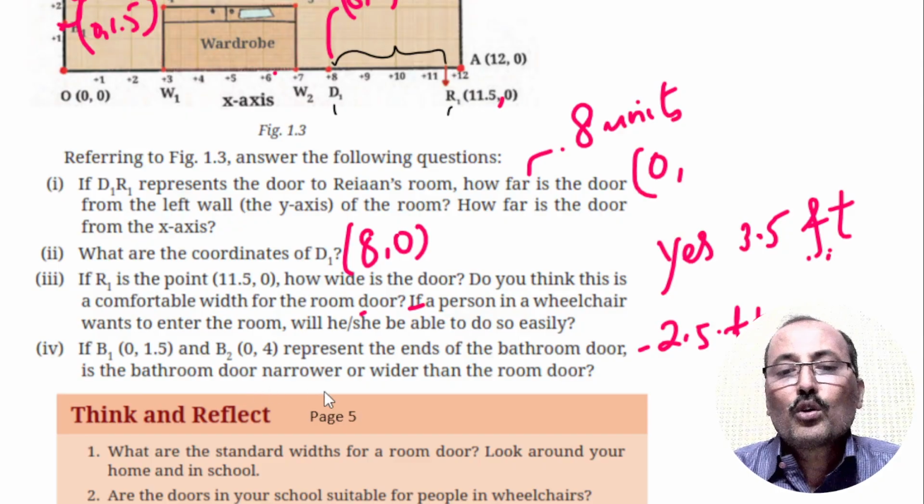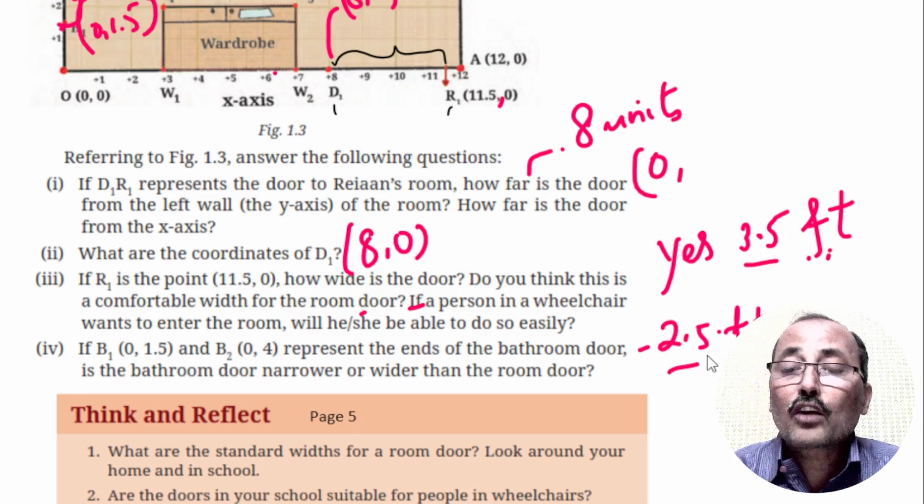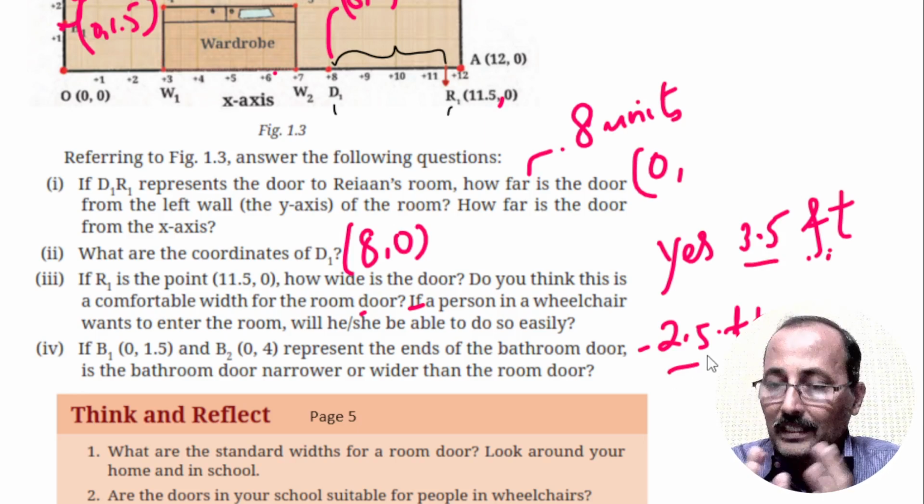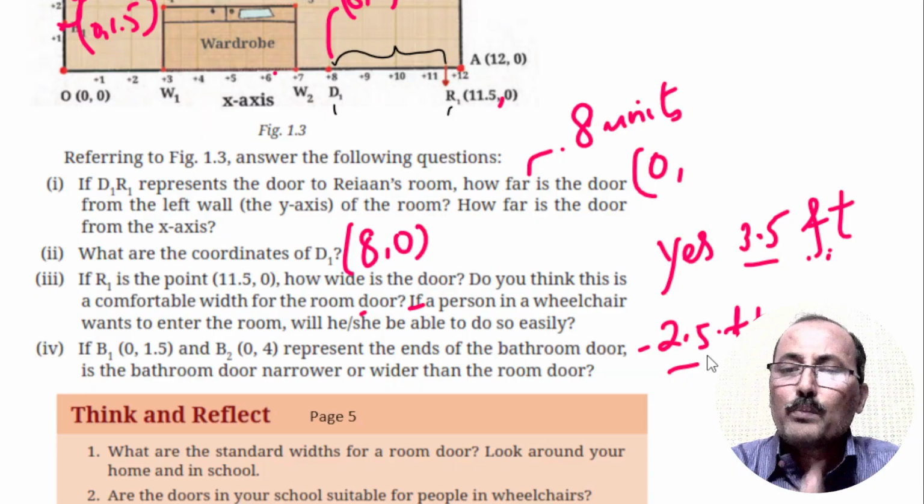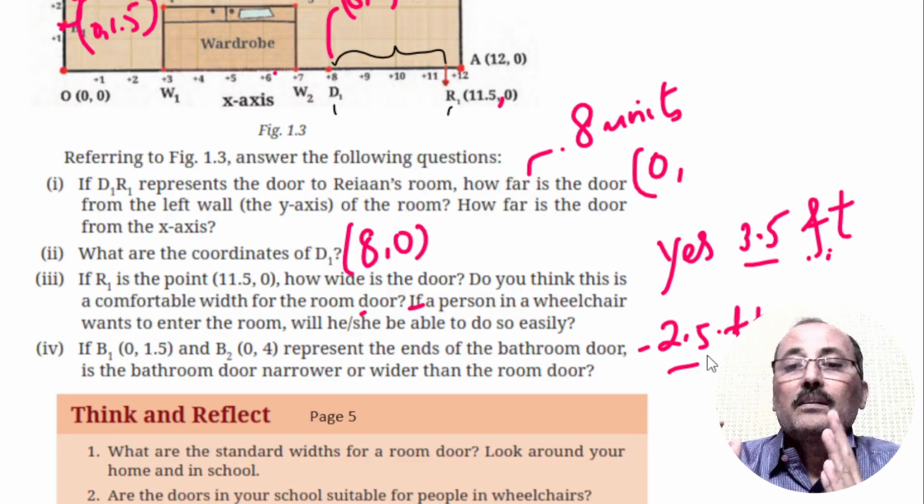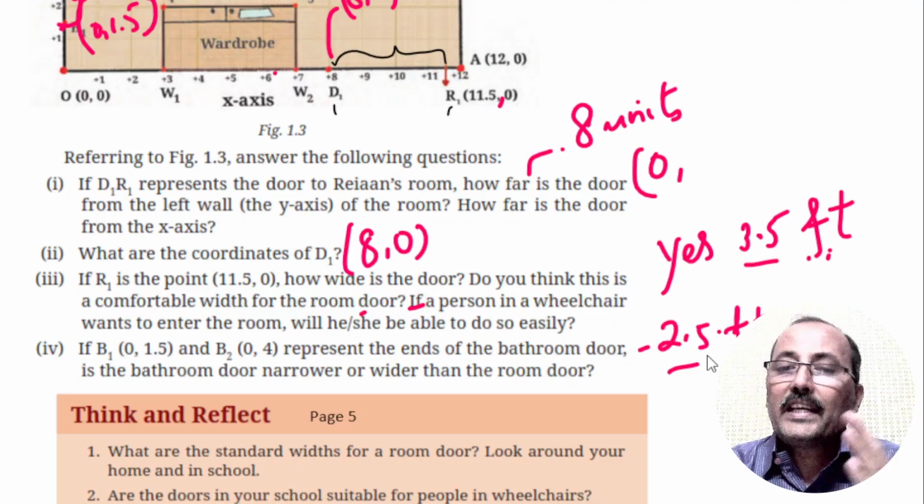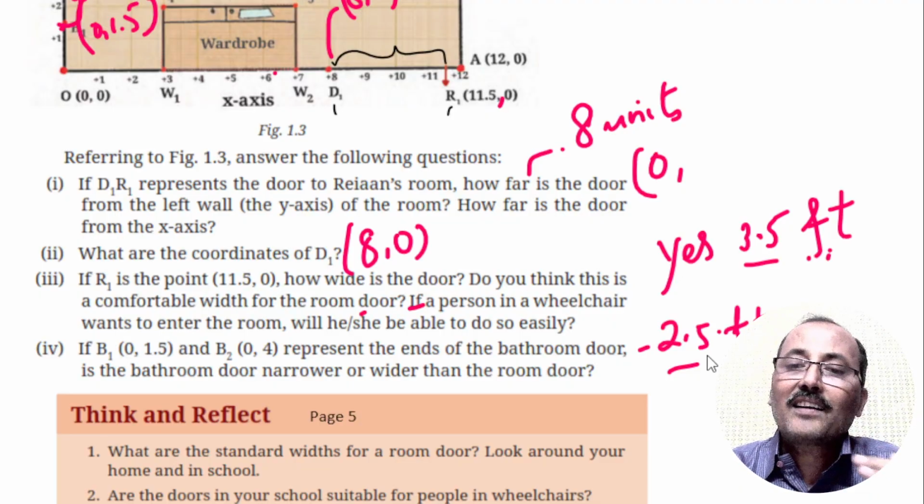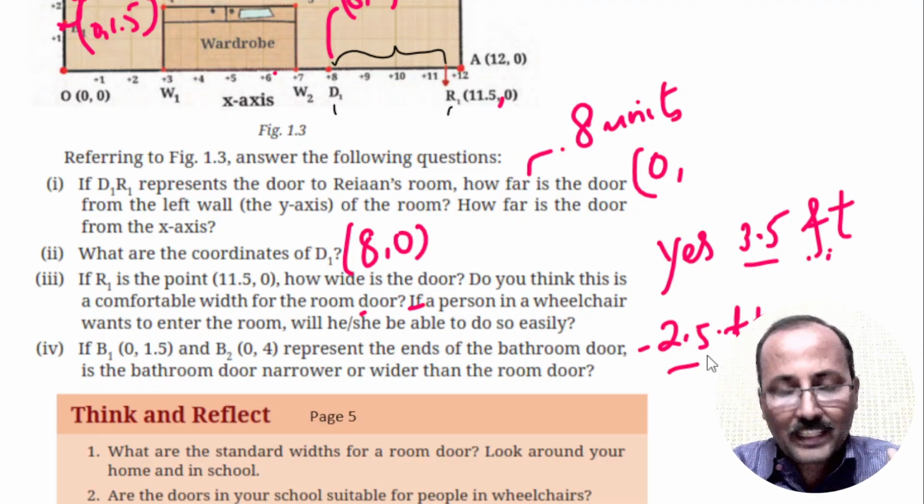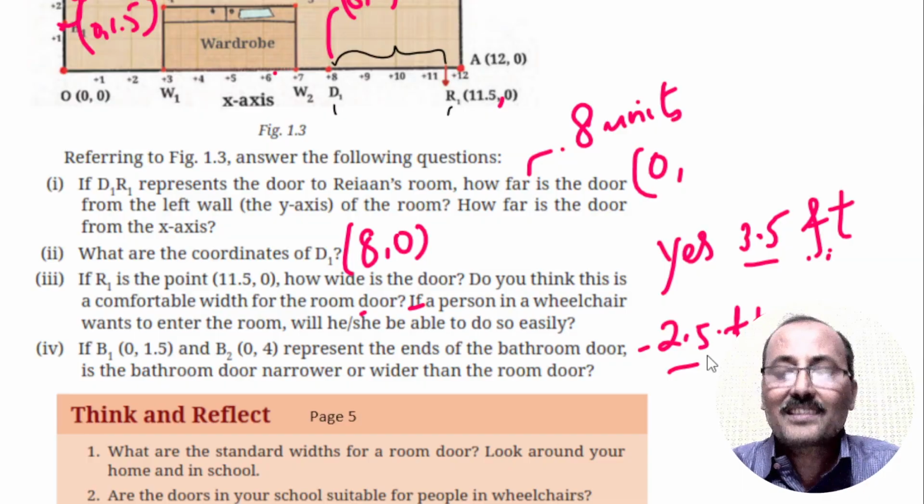Is the bathroom door narrower or wider than the room door? This is the room door. This is the bathroom door. Narrower means what? Smaller. Is it smaller or larger? It is smaller. The bathroom door is smaller than the main door. You go and confirm all this in your houses also. Is the bathroom door larger or the main door larger? Like that, you go and check it. Now these many days we are seeing, we know, even then just confirm.